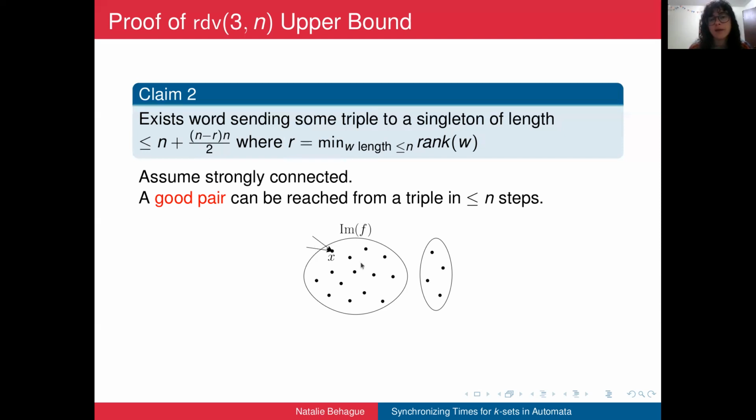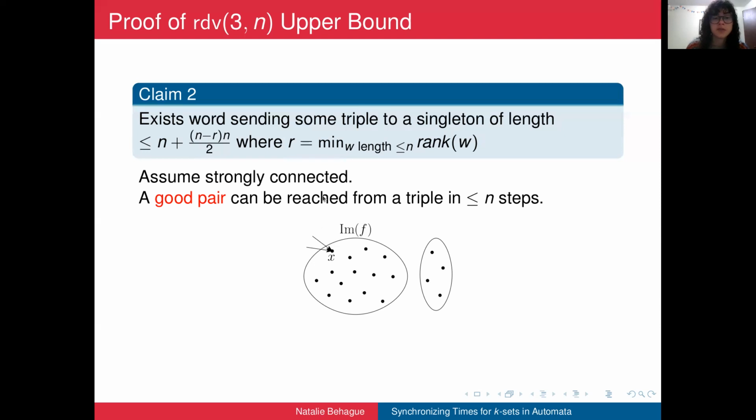So that's a good pair. And how many good pairs is X contained in? Well, it's just the size of the image of F, which we know is at least R. We're thinking of R as being quite large. So we know that there are quite a lot of good pairs that can be reached in just one step, just by looking at the image of F.